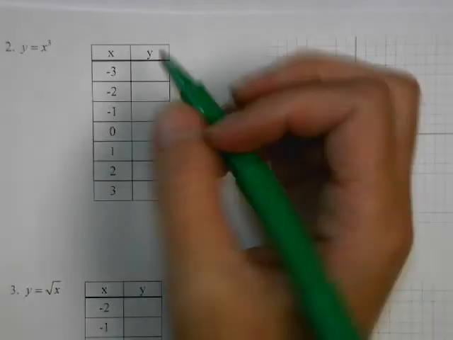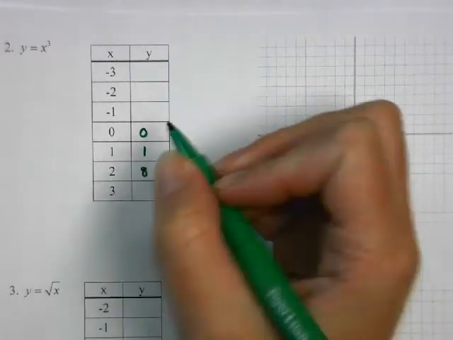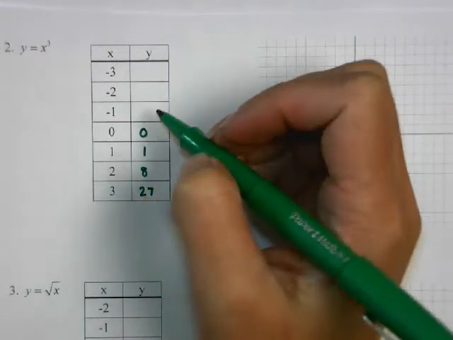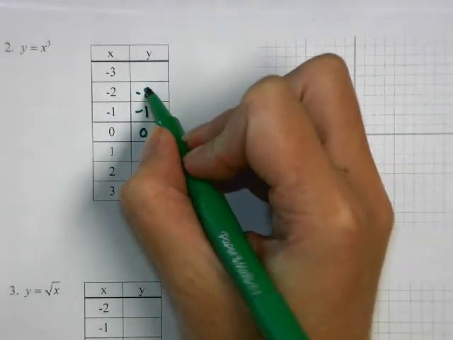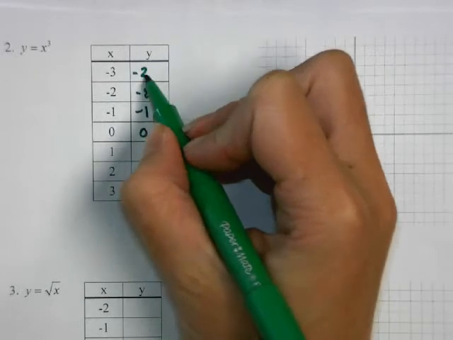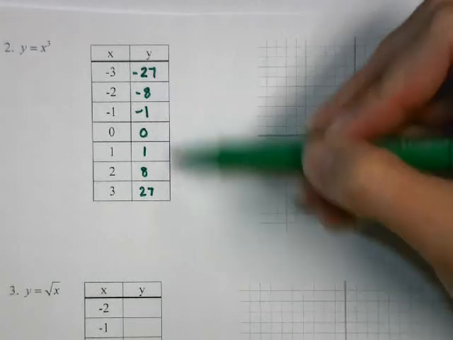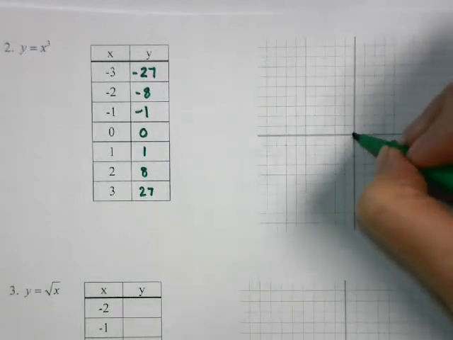Next up is y equals x cubed. So again, filling in my table of values, we have 0, 1, 8, 3 cubed is 27. Negative 1 cubed is negative 1. So unlike squared, these remain opposite. So I'm only going to graph these middle ones on this graph because the 27 is too big. You could change your scale if you wanted to.